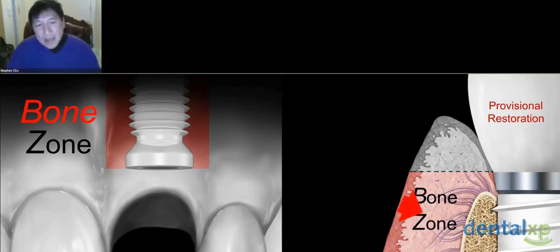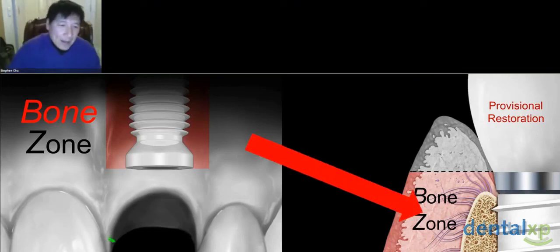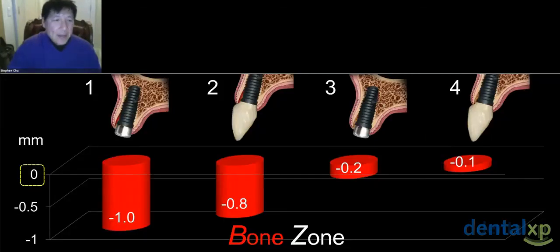Well, what's happening below the head of the implant? What is collapsing in a buccolingual direction? This is the bone zone data, and you can clearly see again, 0 being the contralateral tooth. They all have negative numbers, which means they're all collapsing. However, when you start looking at the groups where you're placing the bone graft in, that's a pretty significant difference between putting the bone graft in and doing nothing.